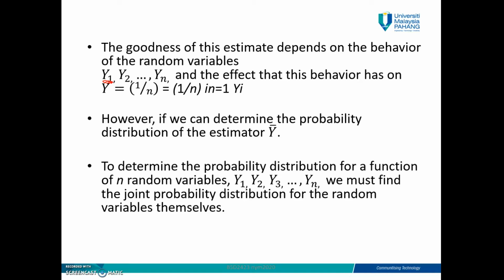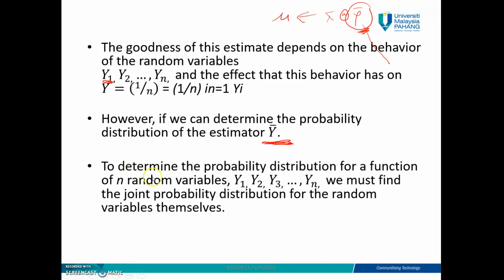However, we can determine the probability distribution of the estimator Y bar. So in this chapter, we want to find the probability distribution of the estimator Y bar. We have mu, the population mean, but we want to estimate it using X bar, or in our case here Y bar. In order to know whether Y bar is good enough for mu, we will find the sampling distribution, or the probability distribution of this estimator. If it is similar to mu, it is considered a good estimator for mu.